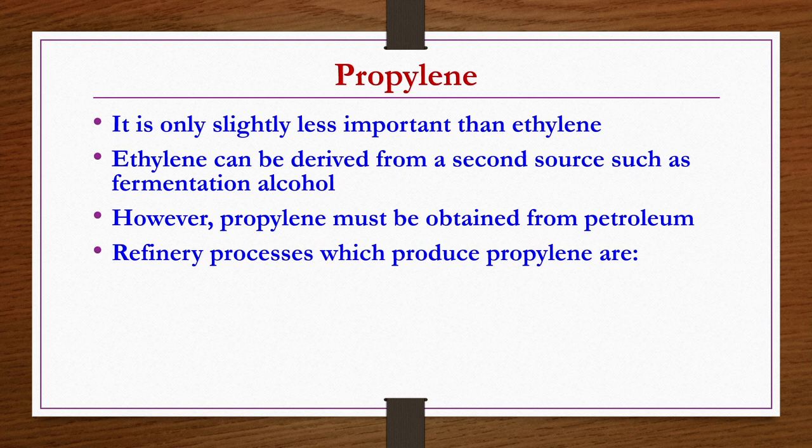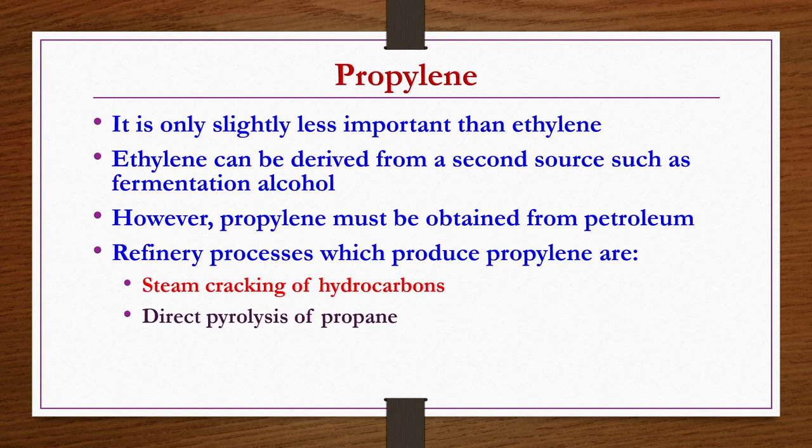Refinery processes which produce propylene are listed below: steam cracking of hydrocarbons, direct pyrolysis of propane, and then refinery gases, right? This method we have already seen in the previous chapter when we were discussing production of chemicals from C1 and C2 chemicals. When we discussed production of C2 chemicals, first we produced C2 compounds from the hydrocarbons by steam cracking, then we produced different types of chemicals from such C2 compounds like ethylene, acetylene.